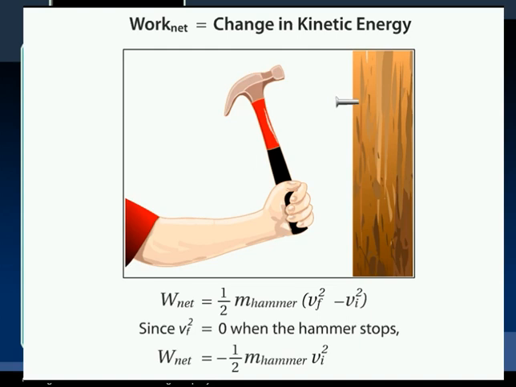Because the force on the hammer by the nail is opposite the displacement of the hammer, the work done on the hammer is negative. However, the work done by the hammer on the nail is positive, because the force of the hammer on the nail and the displacement of the nail are in the same direction. The kinetic energy of an object can be thought of as the work it can do as it comes to rest.